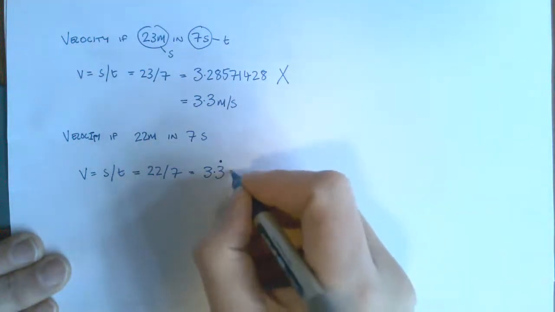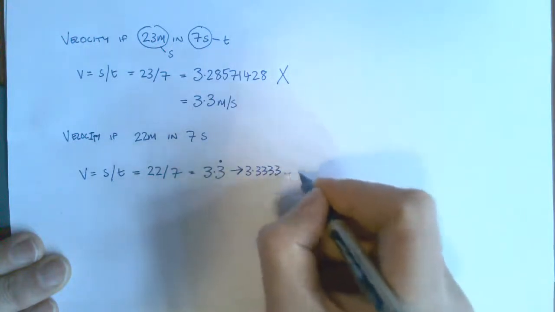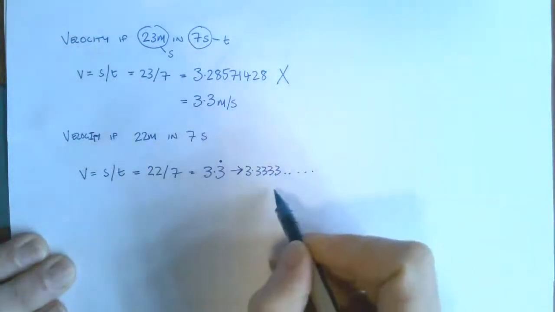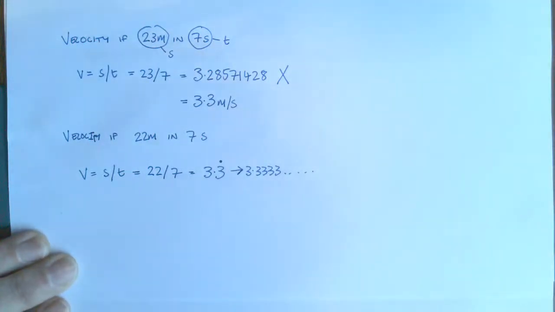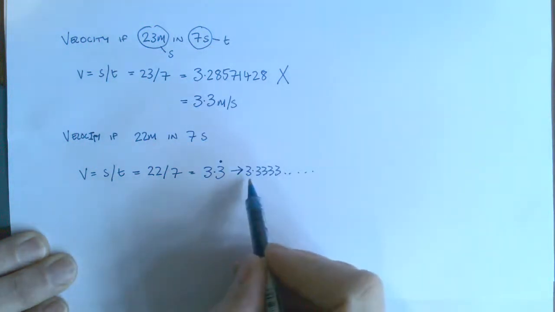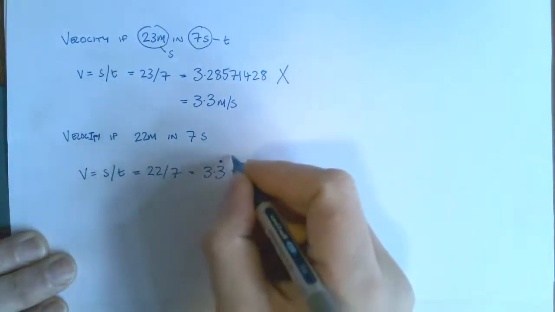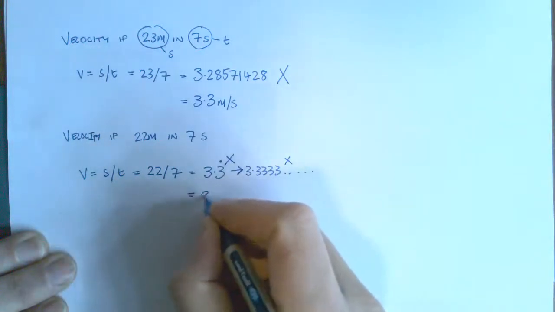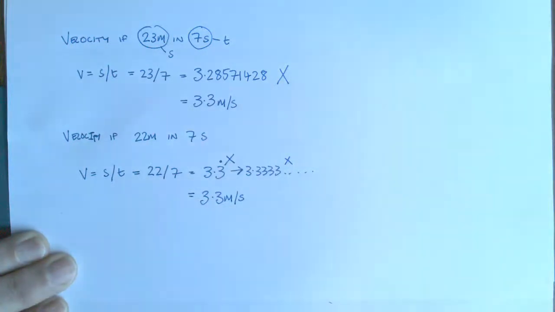Now that dot means recurring forever, and that is not acceptable for us, because in physics, unlike maths, we're not looking at pure numbers. What we're looking at are things that we've made measurements of, and we can't measure things to an infinite number of decimal places. So if you see this with a dot, or your calculator shows something like this, you always need to round it. 3.3 meters per second again.